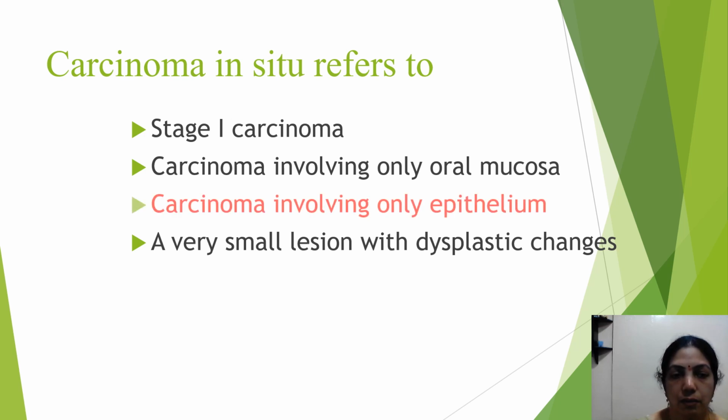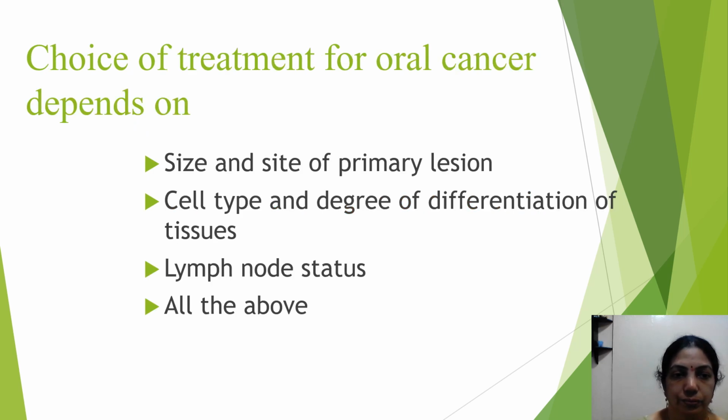The correct answer is that it involves only epithelium. This is a histological term in which we will see the dysplastic changes only in the epithelium part, not spreading to the connective tissue. They will not cross the basement membrane. So that is referred to as carcinoma in situ.